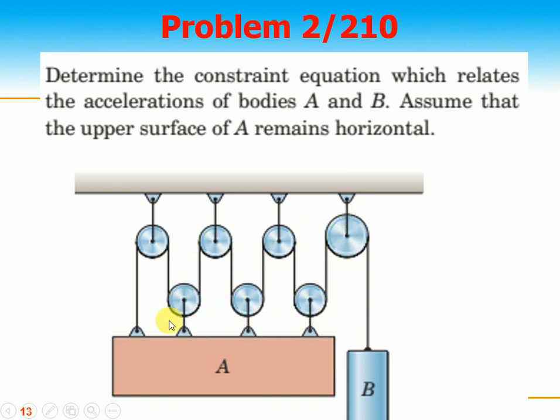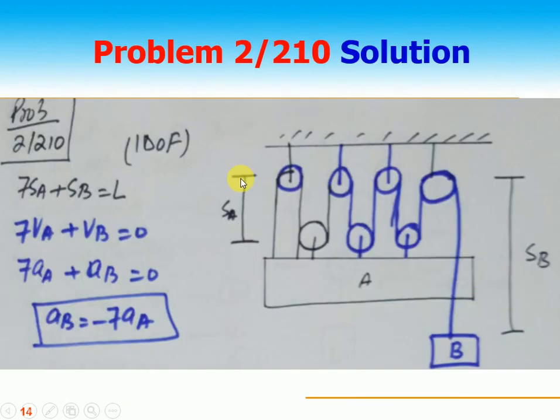These ropes are fixed, right? So there is only one rope, so it's 1 degree of freedom. If you count this one, 1, 2, 3, 4, 5, 6, and 7, and this one is this. If you see it, I have shown you here.